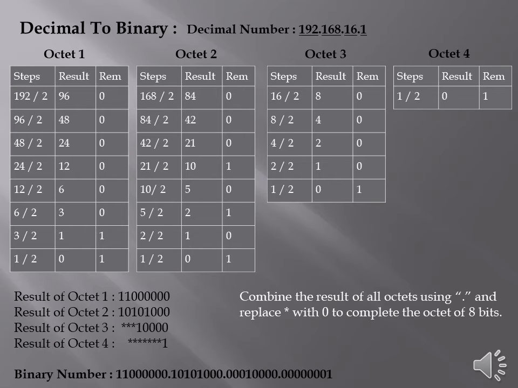Now combine the result of all octets using dot and replace with 0 to complete the octet of 8 bits. So binary number would be 1 1 0 0 0 0 0 0, then 1 0 1 0 1 0 0 0. Then third octet 0 0 0 1 0 0 0 0. Fourth octet 0 0 0 0 0 0 0 1.